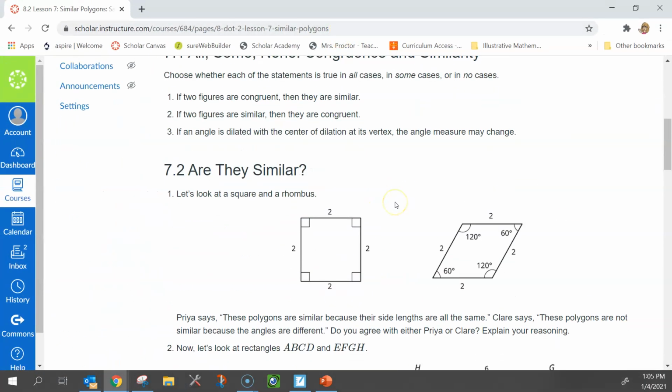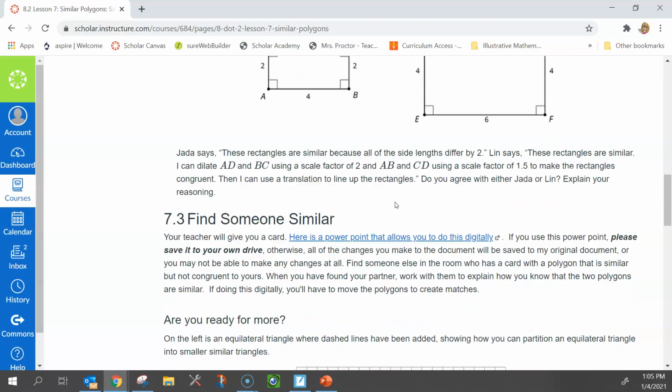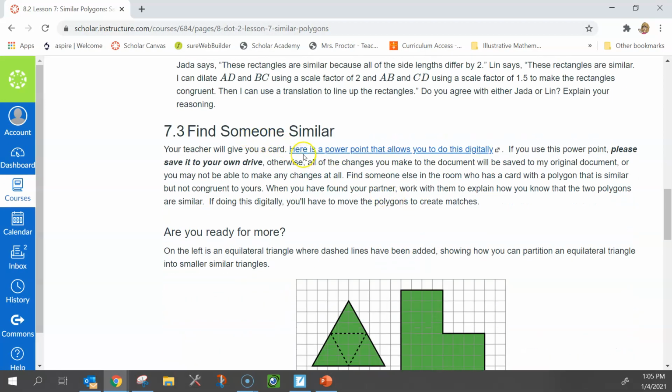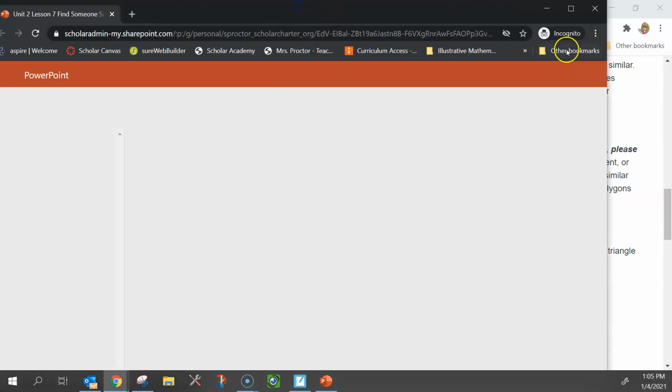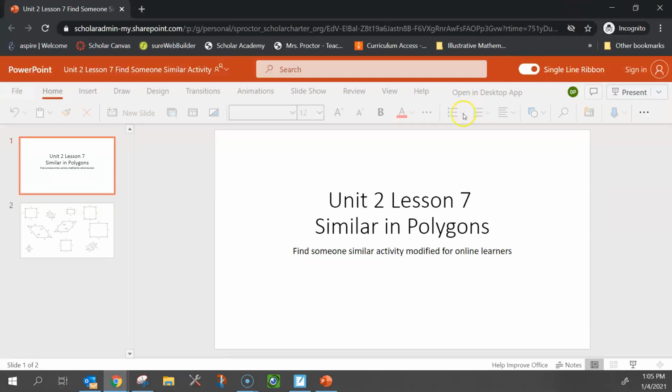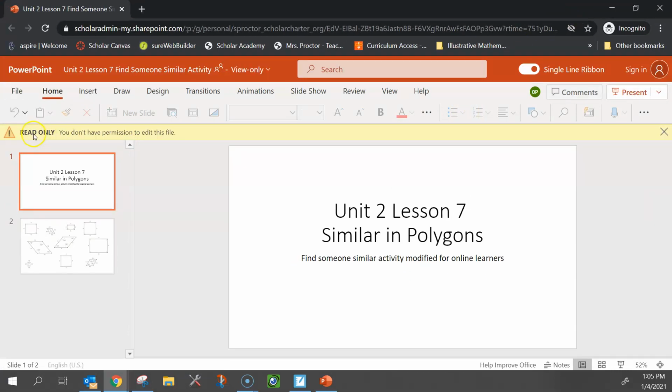For you online learners, if you're working through Canvas, you are going to see in the Find Someone Similar activity, I have a PowerPoint that allows you to do it digitally. Just like we've seen in the past with these activities, you'll need to save it to your own drive, otherwise you won't even be able to make changes. So you'll just click on it. For me, I'll have to click it in incognito so that it doesn't start with me already logged in. And then you'll have a message that looks something like this. Read only, you don't have permission to edit this file.